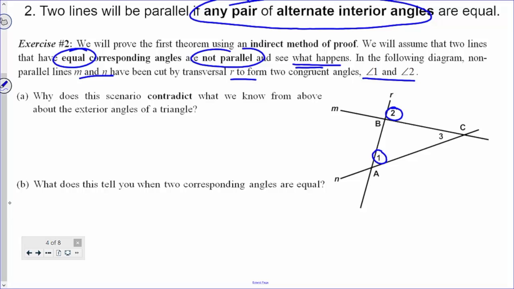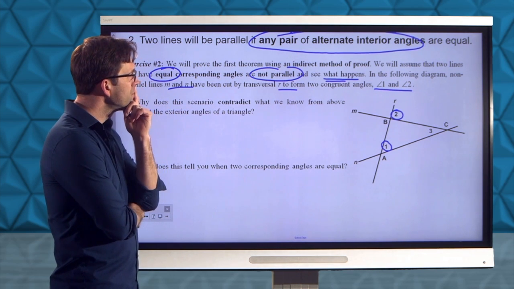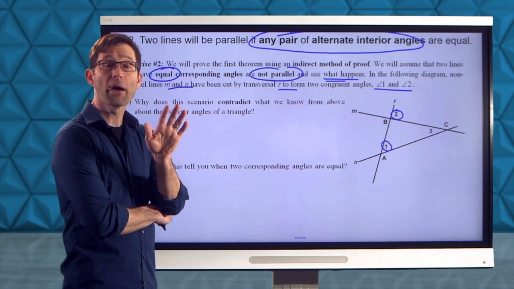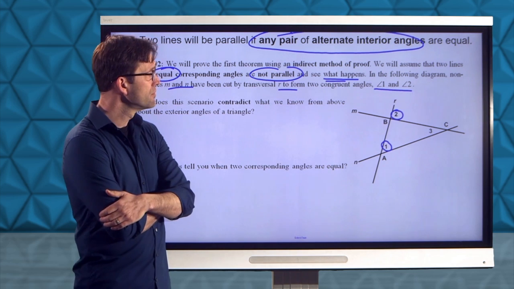So letter A. Why does this scenario contradict what we know from above about exterior angles of a triangle? Think about this for a moment. Why is it that this somehow contradicts what we know about exterior angles of a triangle? Think about this for a minute.